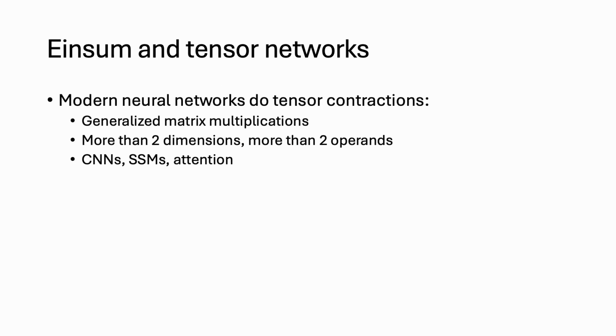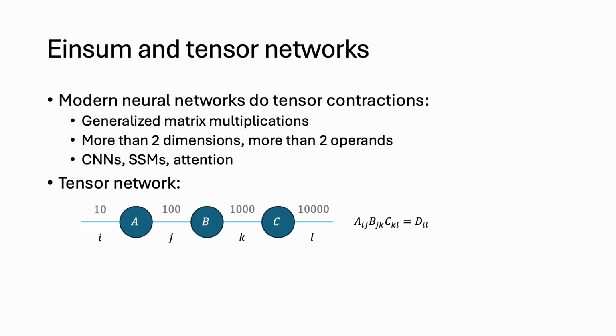Now let's go a step further and look at generalized matrix multiplications, or tensor contractions. Here we can have multiple tensors and each tensor can be high dimensional. This includes most neural network operations such as CNNs, SSMs, and attention. Here we use a visualization called a tensor network. It is basically a graph, and each node is a tensor and each edge is a dimension.